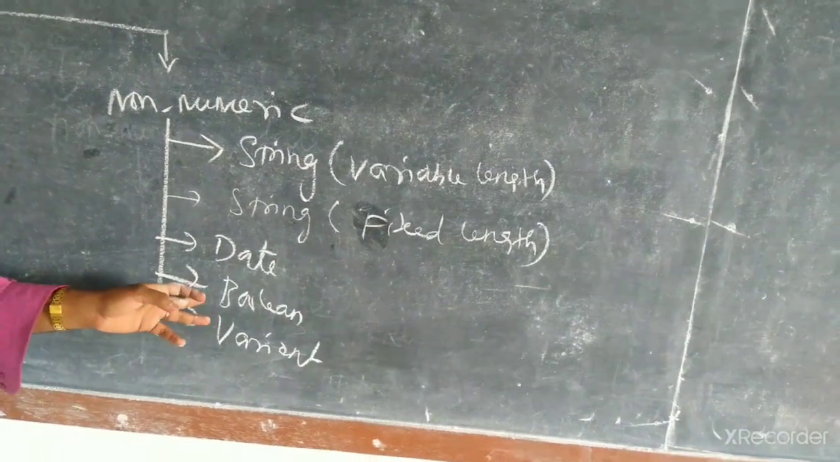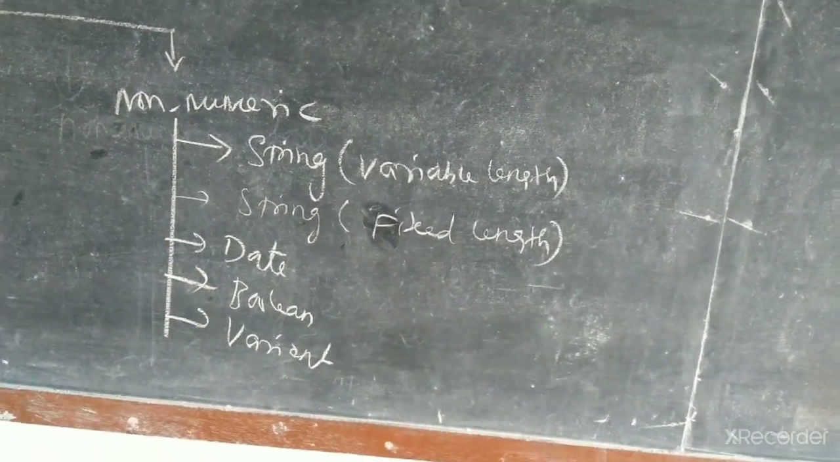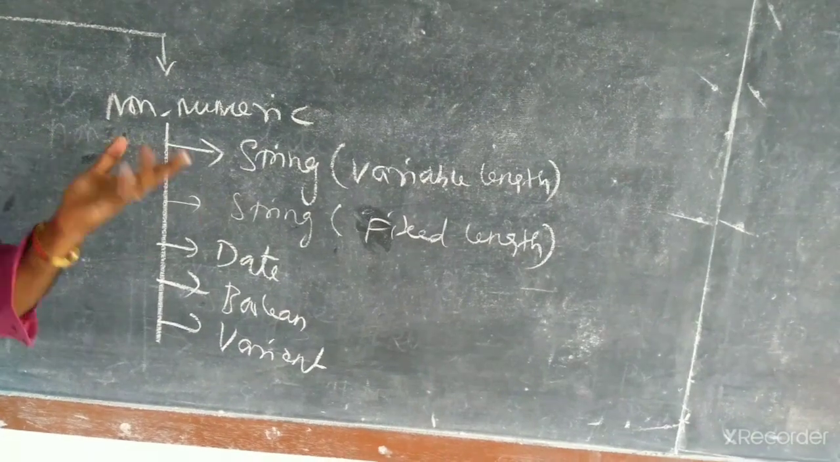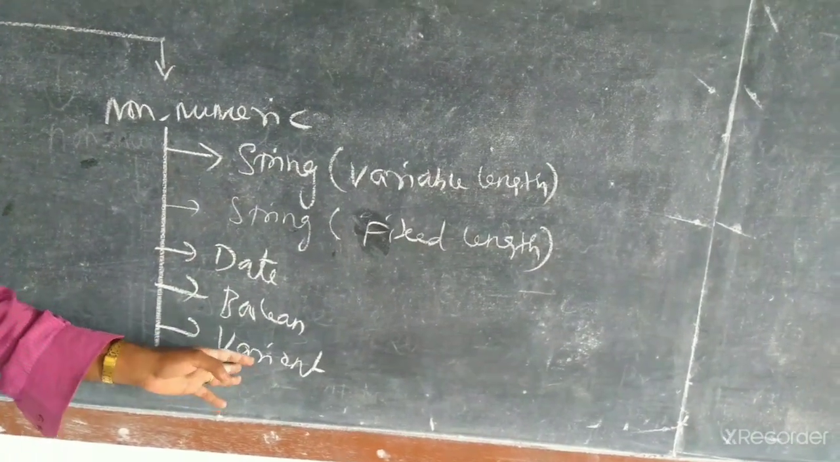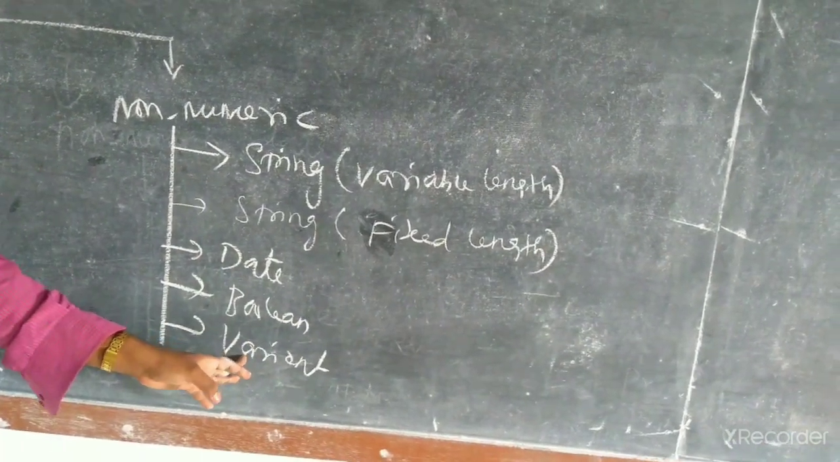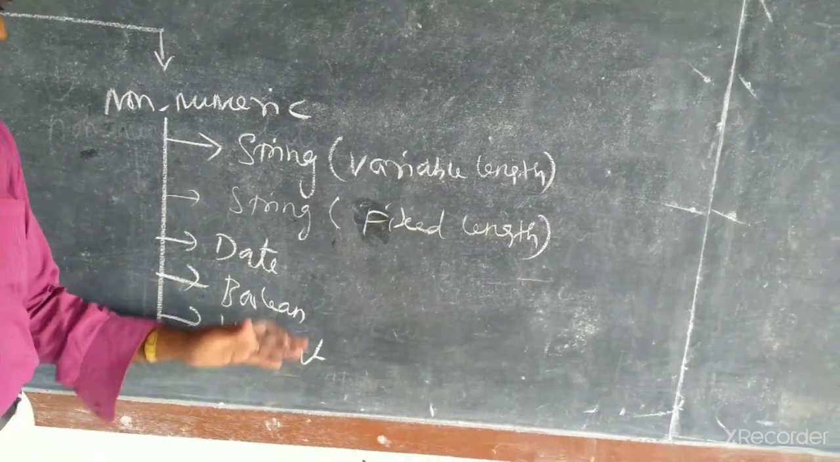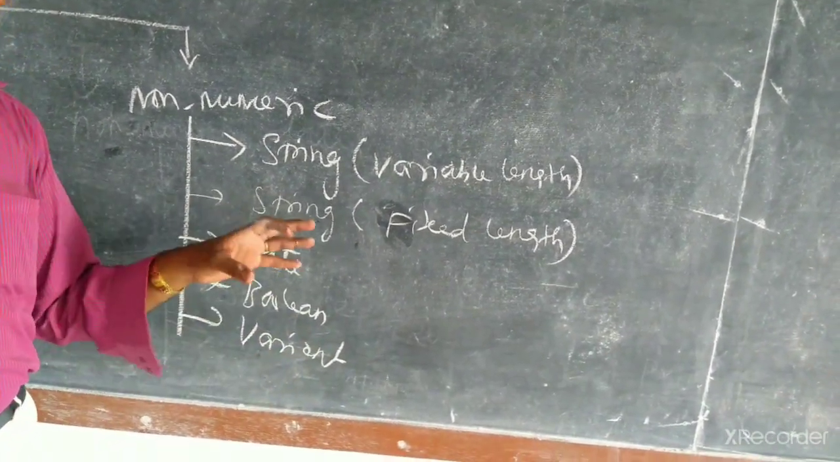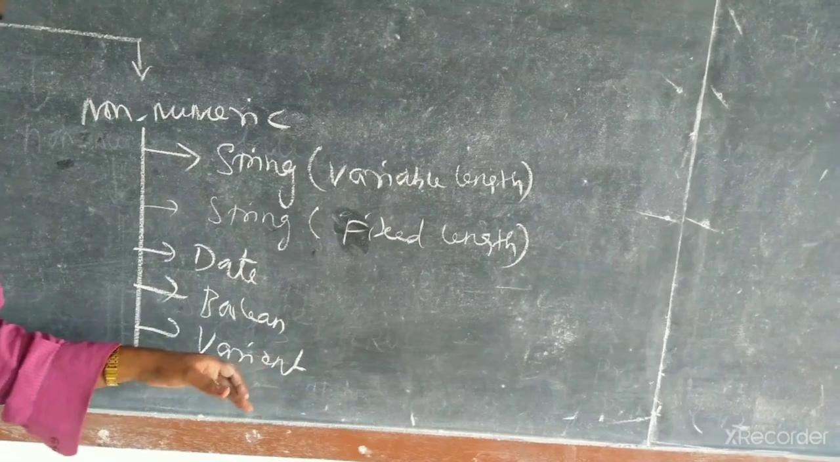Boolean, it is true or false. This data type can take either true or false, or on or off. The next, variant, it is the default data type in VB. If the user does not specify a data type, the system takes variant as the default.